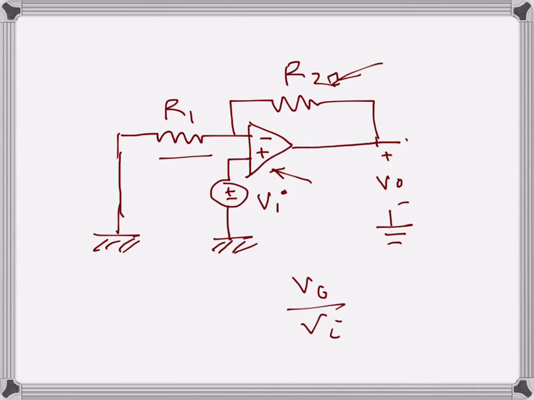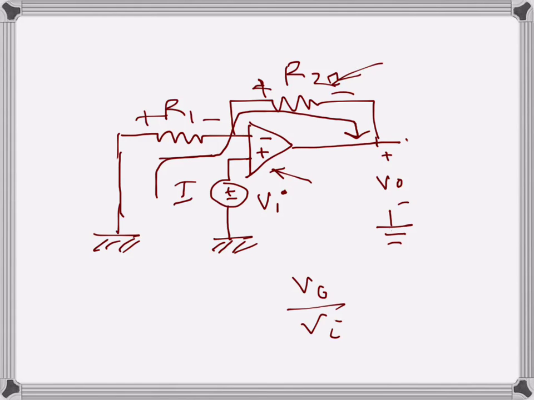So the current that will flow, there won't be any current into the input terminals. We are assuming an ideal operational amplifier. So the current that will flow will go in that direction, so not into the input terminals. Let's call the current I. So we have a voltage drop here, plus minus, and this one is plus minus.